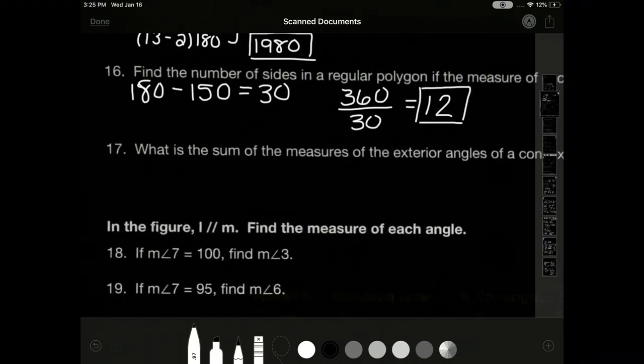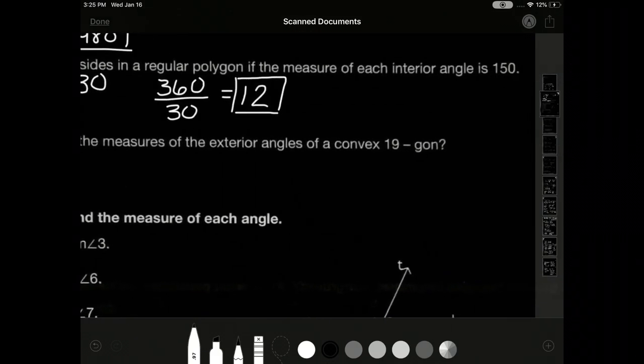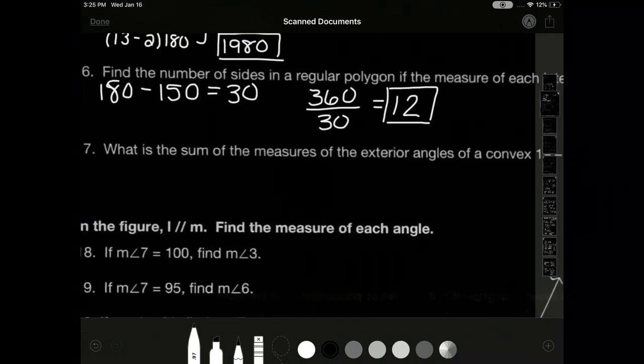For 17, what is the sum of the measures of the exterior angles of a convex 19-gon? Well, the exterior angles sum is the same no matter what. So since we're looking for the sum of the exterior angles, all we have to do is write 360.